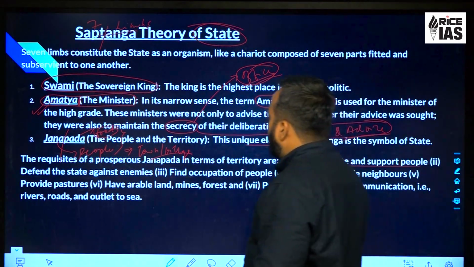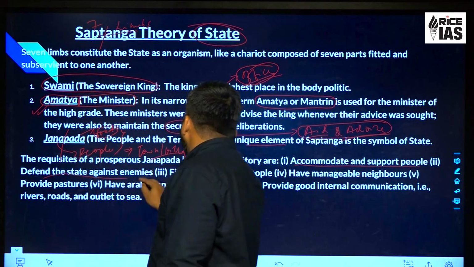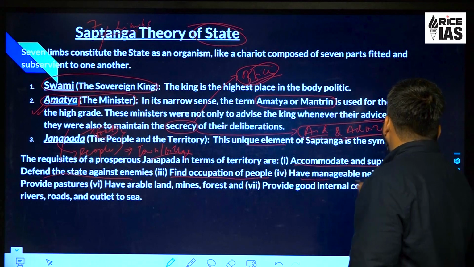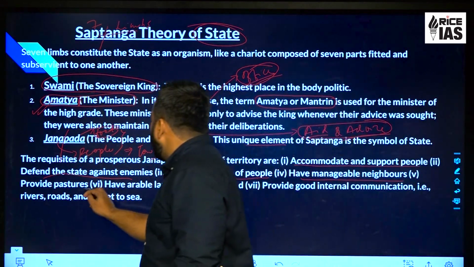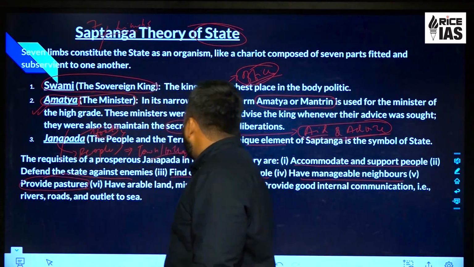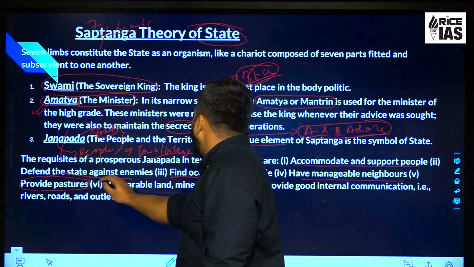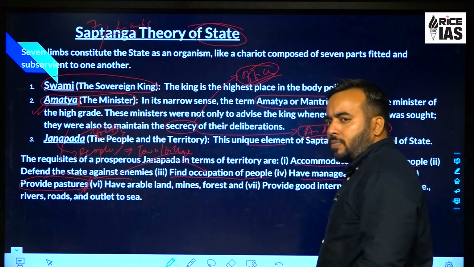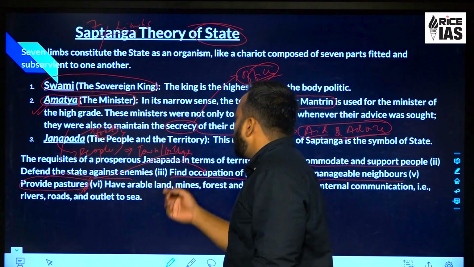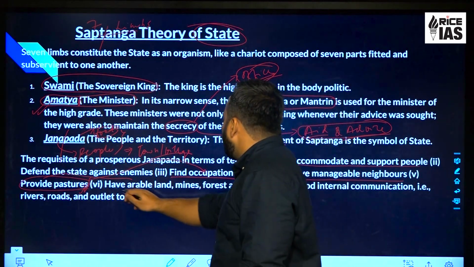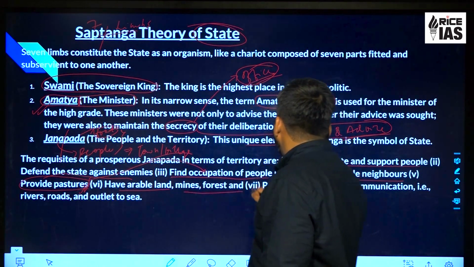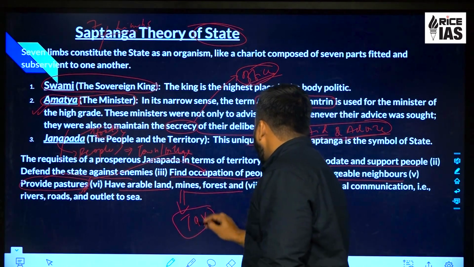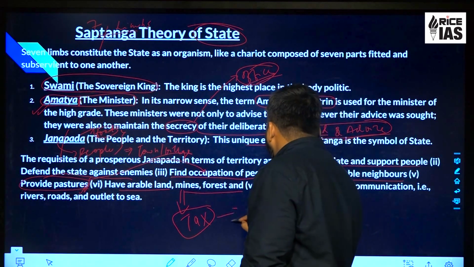Accommodate and support the people, defend the state against the enemy, national interest, find occupation of people, employability, have manageable neighbors, of course, provide pastures, agriculture, economy. So, occupation, this is about economy, occupation and pastures. So, taxation will also be benefited. The kosha, we will talk about the kosha. Kosh is the treasury, have arable lands, mines, forest, source of tax, which is going to enrich the kosh.